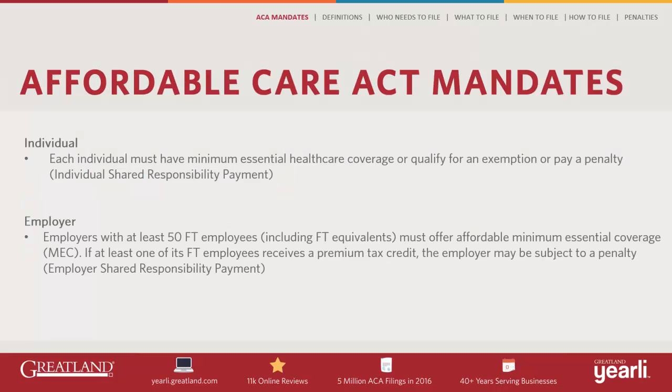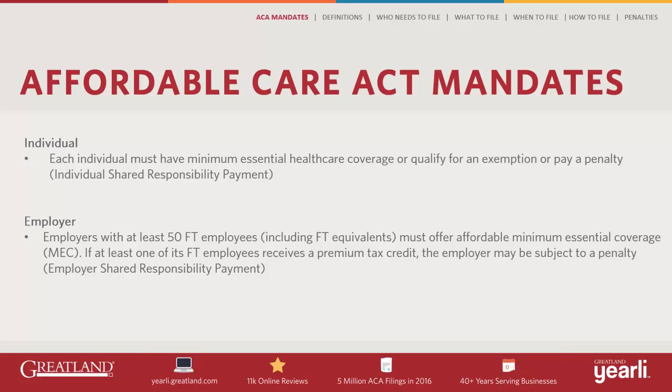There are two primary mandates that serve as the basis for the Affordable Care Act. The individual mandate states that each individual must have minimum essential health care coverage or qualify for an exemption or pay a penalty. The name of this penalty is the Individual Shared Responsibility Payment.